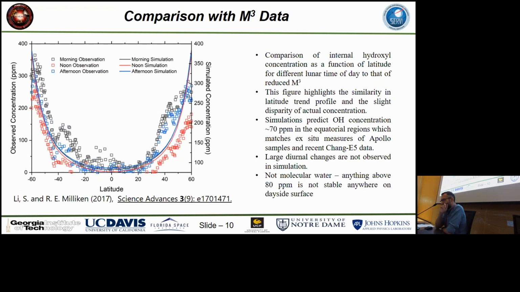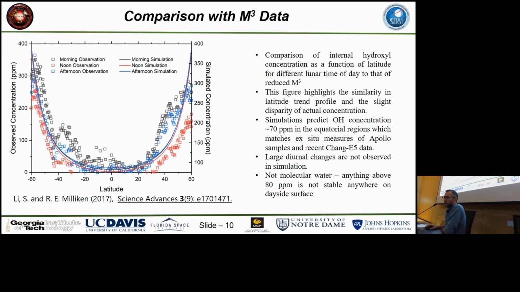talk about here. So this is a comparison with the MQ data that was reduced by Schwei back in 2017. I just want to point out that the general trend matches quite well, right? There are a couple of discrepancies here. For one, if you notice the scale, I had to change. I'm predicting even in the equatorial regions that there should be about 70 parts per million, which matches more closely with the Apollo missions and even the more recent Chang'e data sets that have been coming back from that.